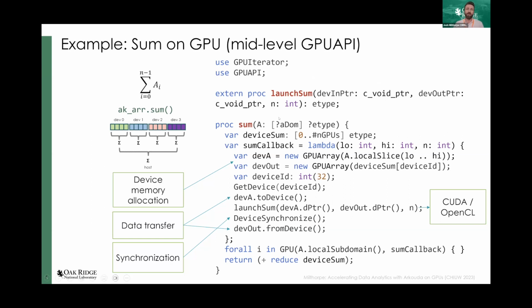Okay, so with the GPU API, it provides a few things to us. It provides the GPU array, which I said allows you to allocate memory and transfer to the device and from the device. It provides wrappers for synchronization on the GPU, and it provides a way to take a Chapel data parallel loop and launch it as a kernel on your GPU device. And this kernel launch is just really a C wrapper around your CUDA or your OpenCL code or whatever.